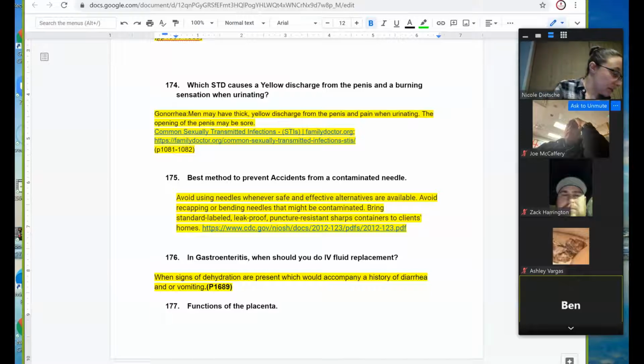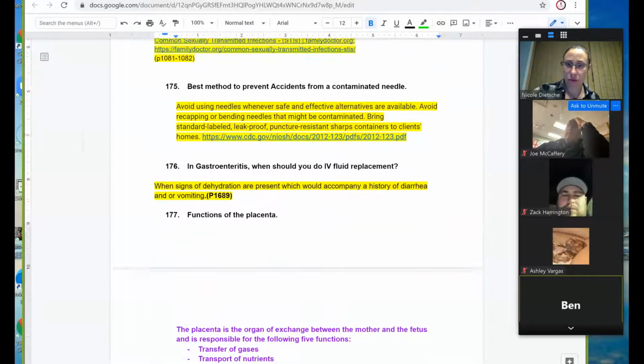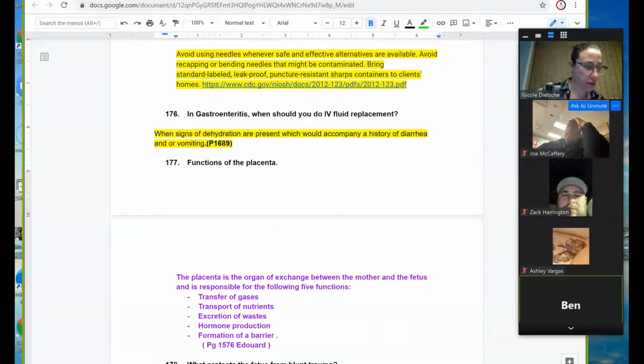Ugh. Gonorrhea. Everyone's favorite. Okay. Contaminated needles. Never recap. There you go. Good. In there. Perfect. Gastroenteritis.